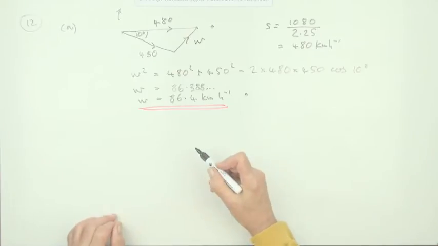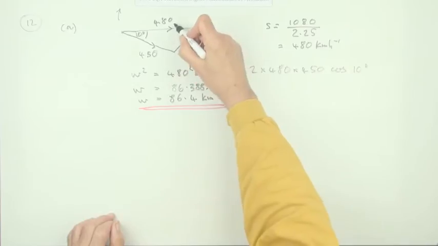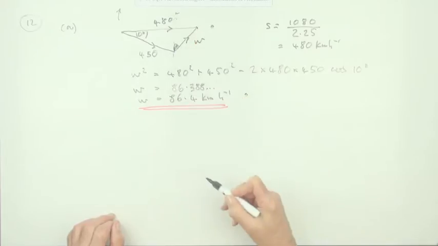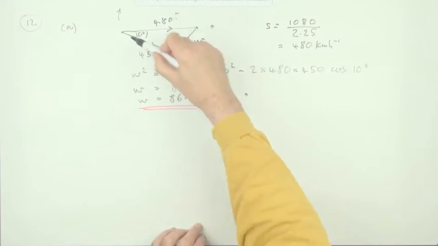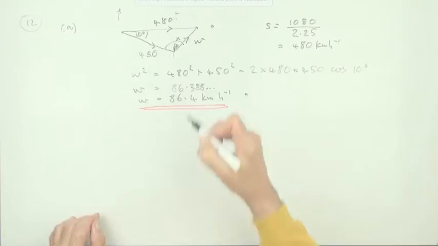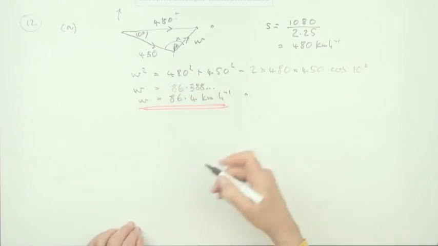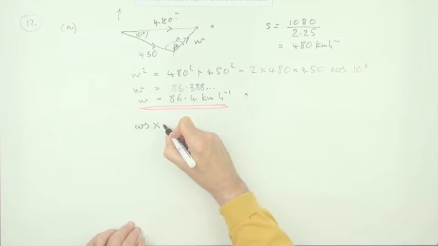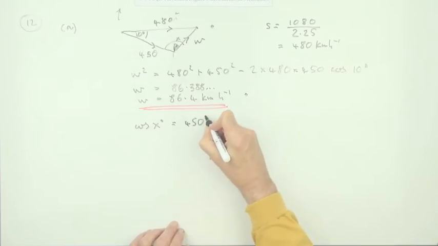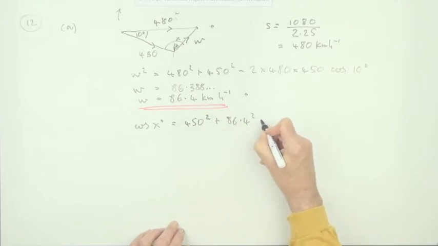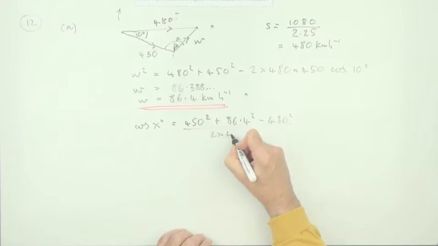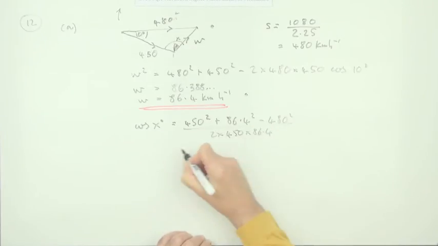Now the next bit's a wee bit messier. I want the bearing of the wind. So I want the angle from north. I want this angle here. Well, I'd have to calculate the whole angle and then do some angle jiggery-pokery to get to it. So to find this whole angle, if I just call that x just now, again just using the cosine rule, I would have cos x equals, and then that's the odd one out, so it's going to be 450 squared plus 86.4 squared minus 480 squared, all over the 2 times these two, 450 times 86.4.